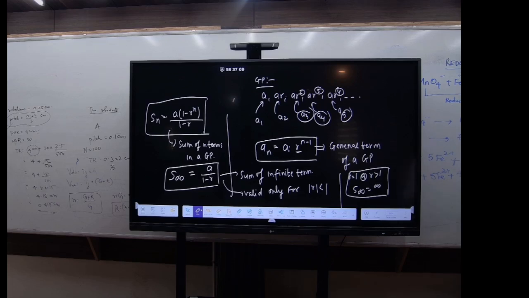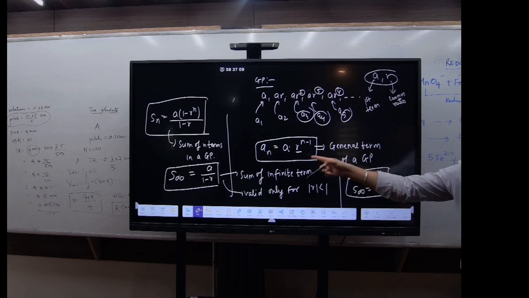Remember one more thing, in GP whenever you have to solve, you need only 2 things. Always figure out what the 2 things are. The first thing is A and the second thing is R. Always try to find these 2 values. What is A? A is nothing but your first term and R is nothing but your common ratio. If you know these 2 values, you can find everything.